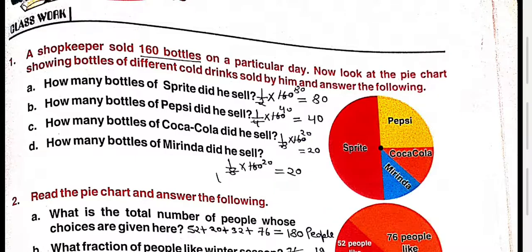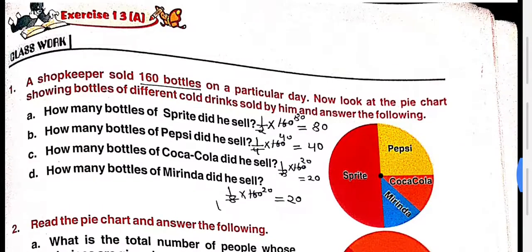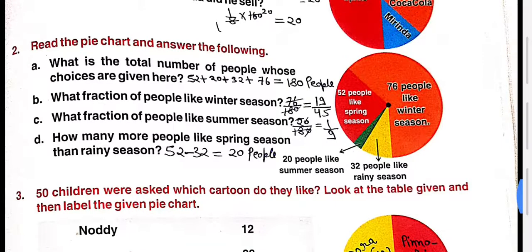If you have any doubt, you can ask me now. In this type of question, you have to multiply the fraction with the total value. Always remember, multiply the given fraction with the total value. Now come to this one. Read the pie chart and answer the following.